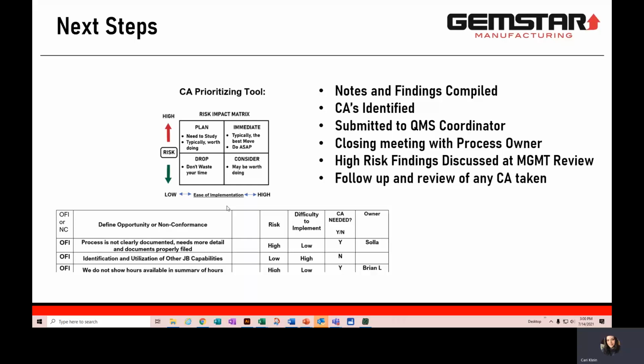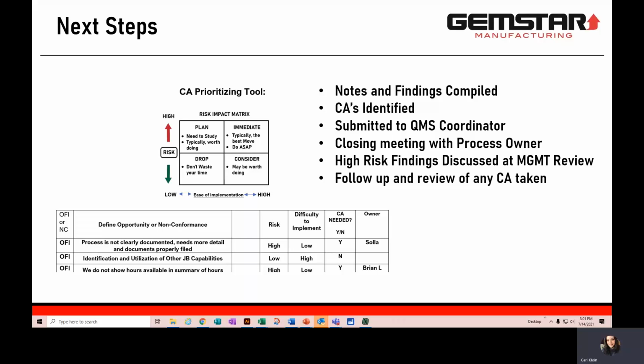So as far as next steps go, once the audit is completed, you've had your conversation, you've asked the questions, then you do convene briefly to compile your notes and your findings. At the end of the audit checklist, you're going to see this little guy here. It's the prioritization tool. It's really a risk matrix, which says, if there are any OFIs or NCs that came out of this audit, you then evaluate them and you pop them into this chart down here. Now that can be done at the closing meeting. That could be something that the internal auditor works on. Work it out between you and your partner how you want to do it.